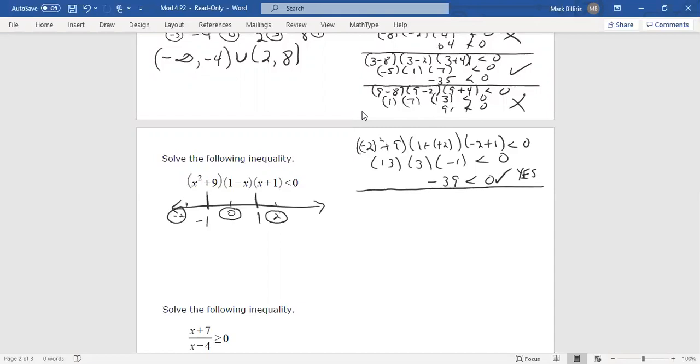Next, I want to try 0. So I plug it in for x, and I get 0 squared plus 9, times 1 minus 0, times 0 plus 1, and see if that's less than 0. So 0 squared plus 9 is simply 9. 1 minus 0 is 1, and 0 plus 1 is 1. So 9 times 1 times 1 is 9, and 9 is not less than 0, so that's not a solution.